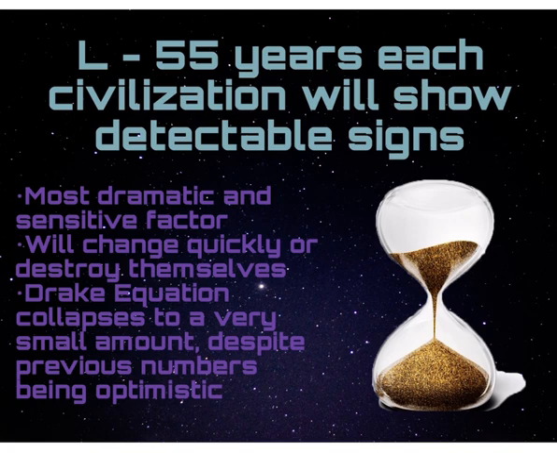L is often considered the most sensitive and dramatic part of Drake's equation. L represents how long a civilization releases detectable signals into space. Civilizations may destroy themselves, change technology, or stop broadcasting altogether. I chose 55 years, which is roughly how long humanity has been producing strong radio signals so far. This shows how fragile and temporary detectable civilizations might be, and how much this one number can cause the entire equation to collapse.